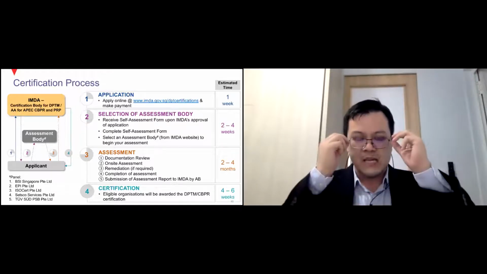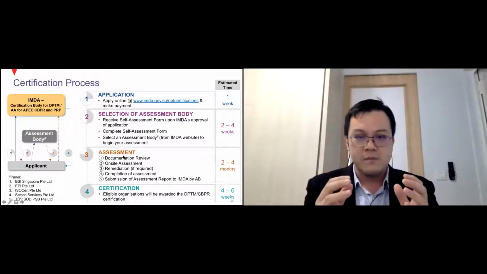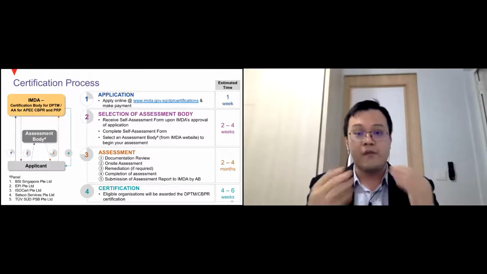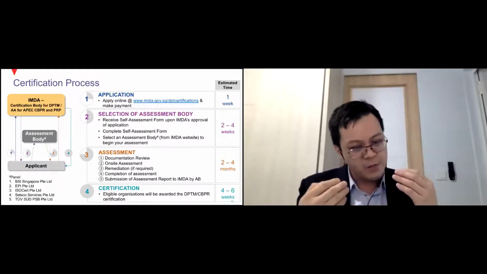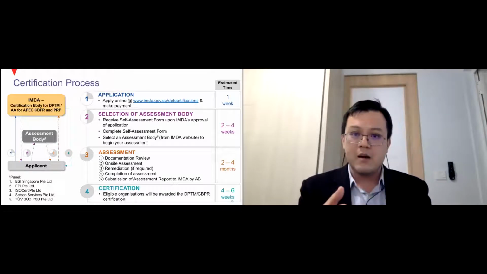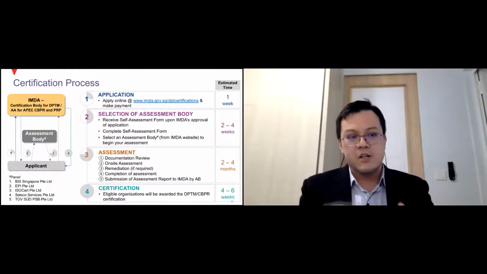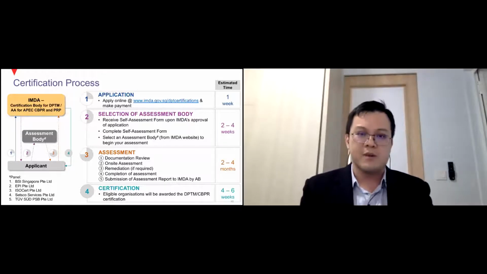Once you've selected the assessment body, what happens next is your assessment stage, where the assessment body will take your self-assessment form and conduct a documentation review, making sure you're answering the questions, providing the right evidence, and that your policies are robust. Once that is done, there will be an on-site assessment where the assessors will come down to your office and chat with some of your staff, for example, just to make sure that the policies have been implemented on the ground.